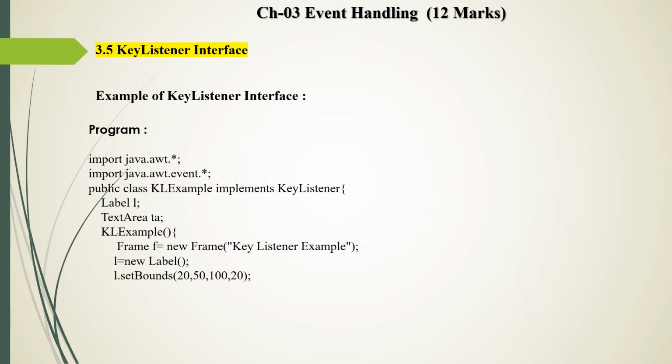Then we set the position of the label by the setBounds method. Then we initialize the text area. Initially it is also blank because we do not pass any string in the text area, so it only creates the text area without a string. Then we set the position of the text area. Then we add the key listener. So remember, this code is very important.